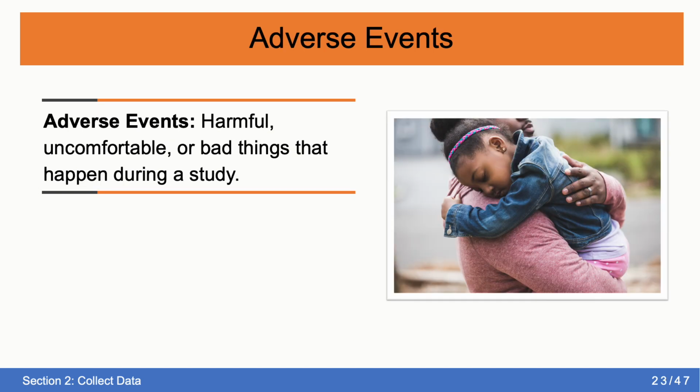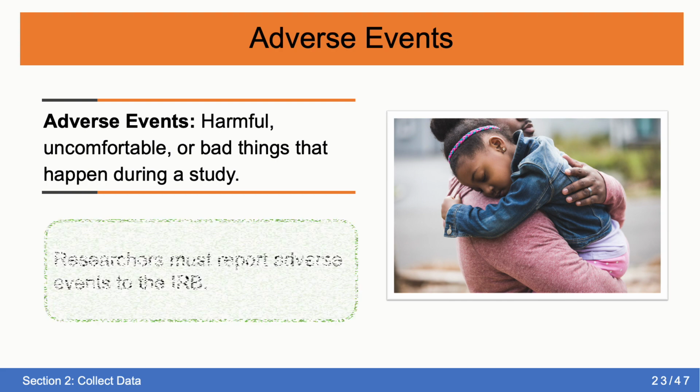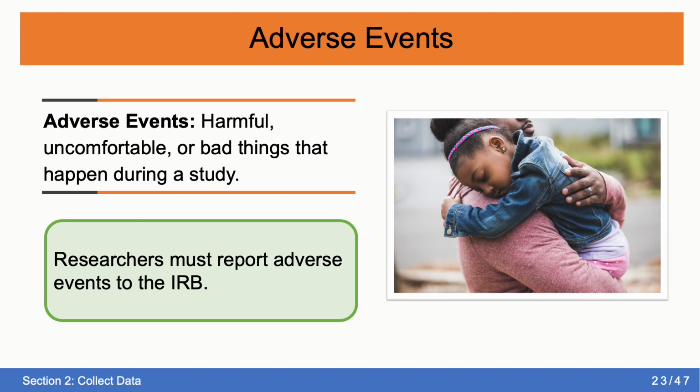Another type of event researchers should avoid is called an adverse event. Adverse events are harmful, uncomfortable, or bad things that happen because of the study. For example, if a child gets scared and starts crying for a long time during an assessment, it is important to monitor this. Paying attention to these events can help researchers identify parts of the study that may be stressful for participants. Researchers must report adverse events to the IRB.